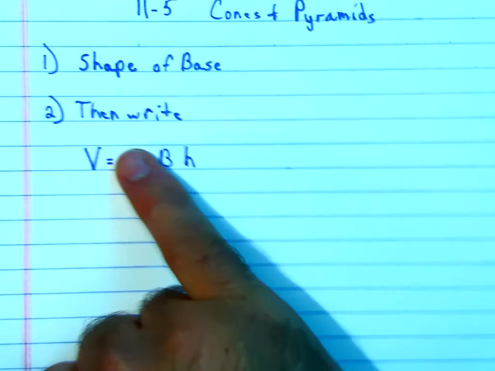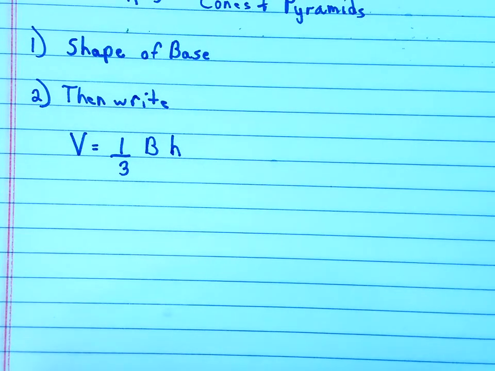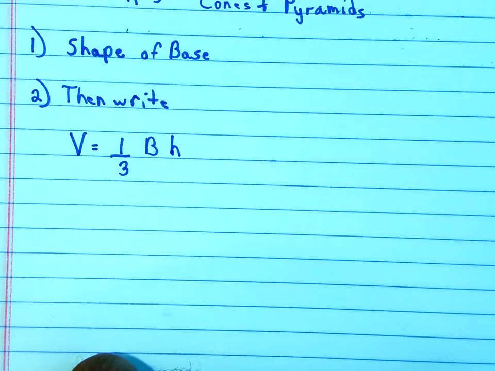Right? So we want to make sure that we understand which formula we're using. Remember, the other one was just area of the base times the height of the figure. So that's what makes cones different because they come to a point. It's only 1/3 of what was there.